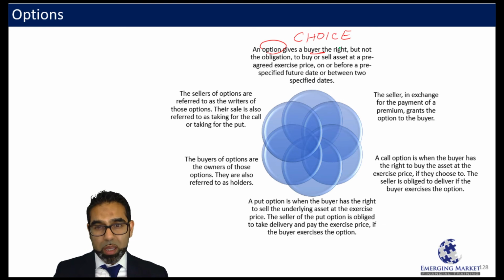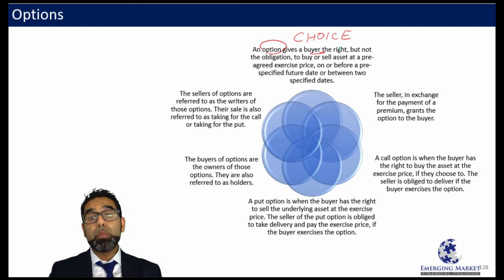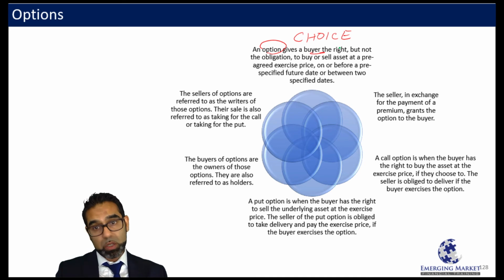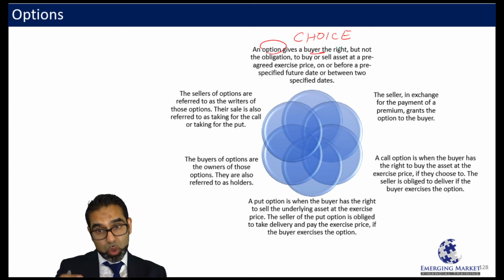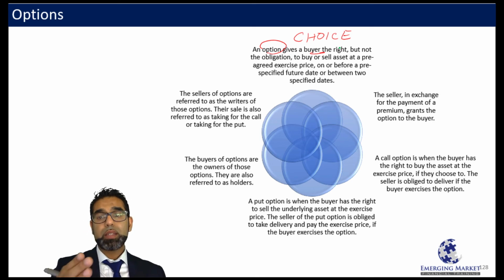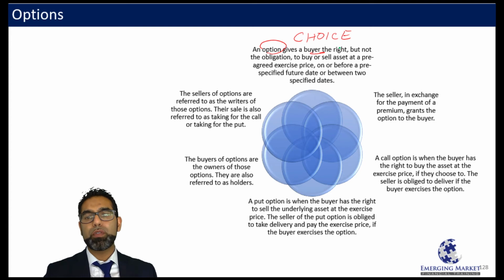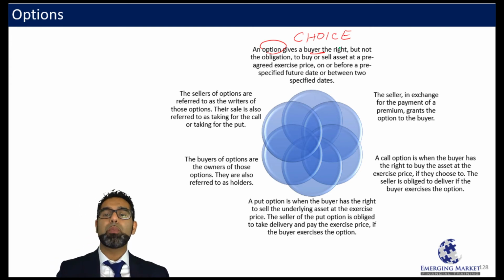You have a choice to buy or sell, different options, to buy an asset at a pre-agreed exercise price on or before a future date, between two specified dates. So you could either buy an asset or sell an asset, two different options. The seller, in exchange for the payment of a premium, grants the option to the buyer.